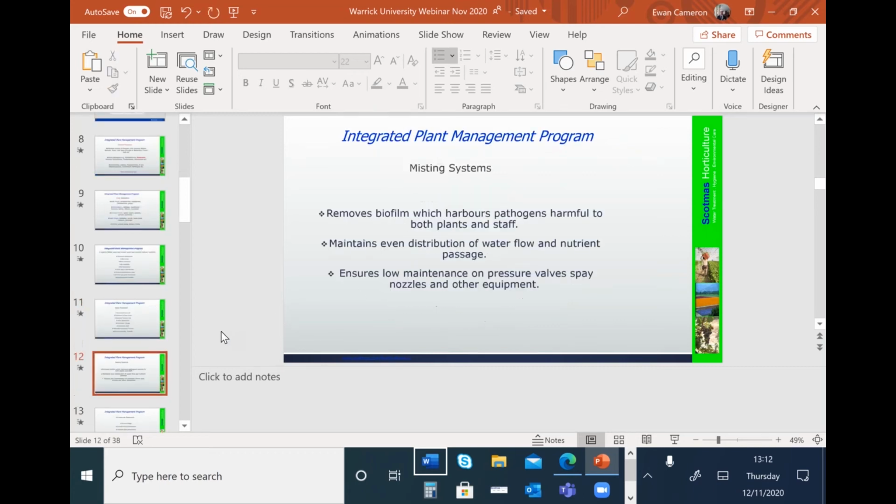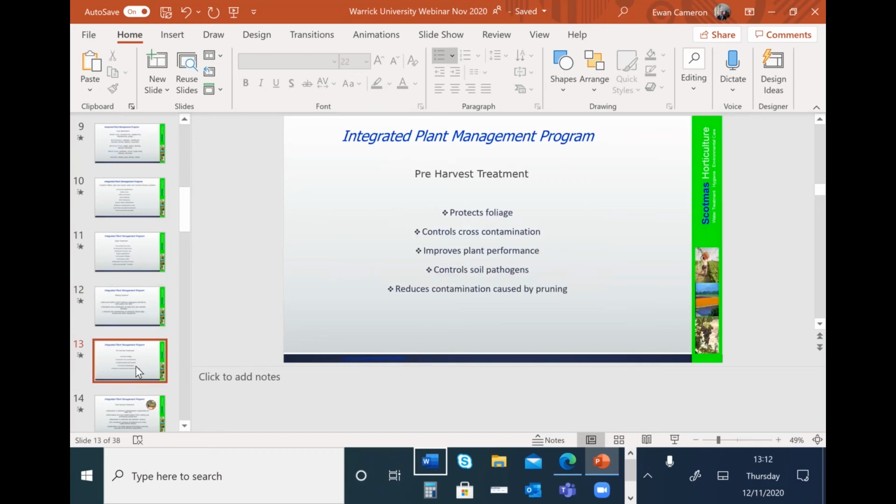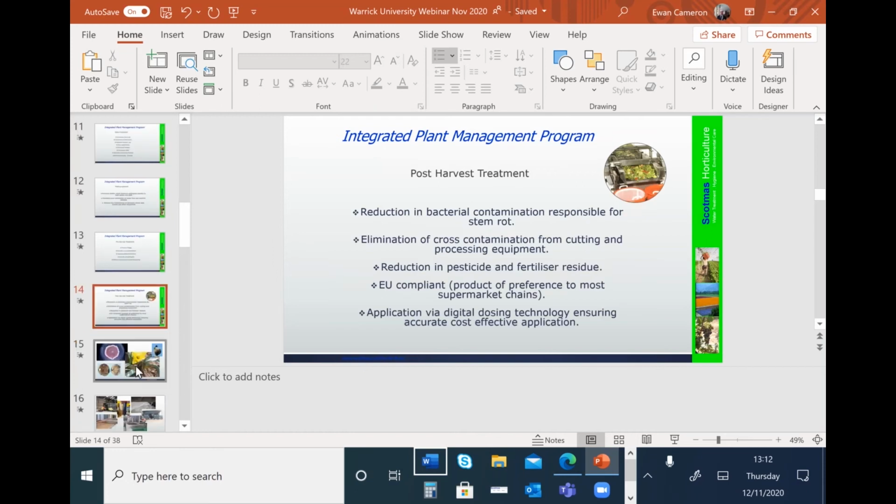Seed treatments, etc., which we can do. We'll hop over that though. Misting systems, again, removing all the biofilms and things which are inside pipelines is very, very important, so we don't have cross-contamination. Pre and post-harvest, so we'll look at them.